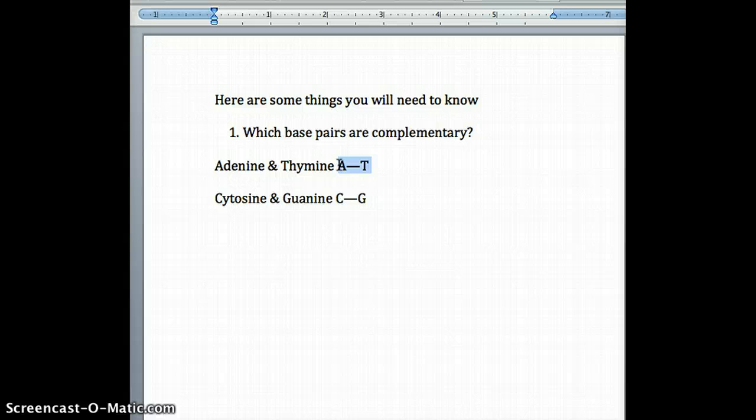The base pairs that are complementary are adenine and thymine. Here's the next thing you're going to need to know. Which bases are purines? And the answer to that is "Ag": adenine and guanine.